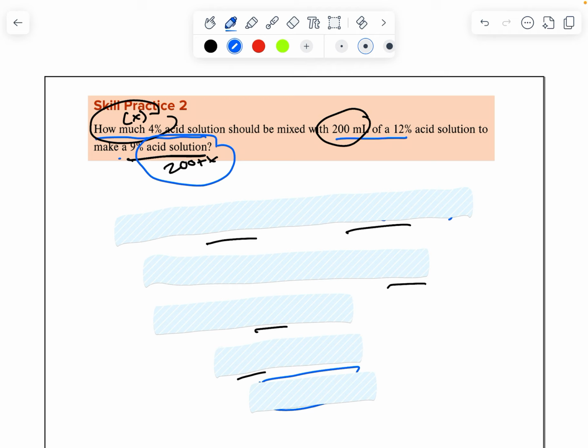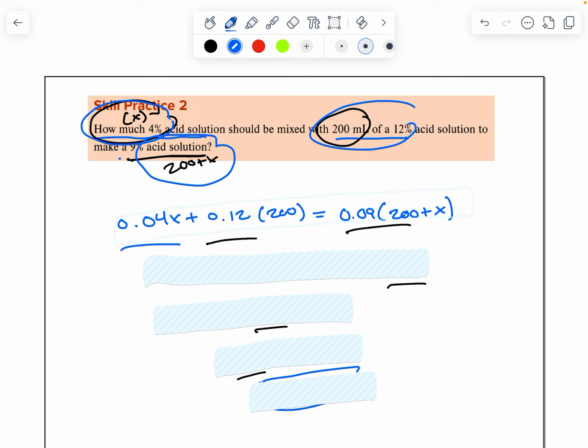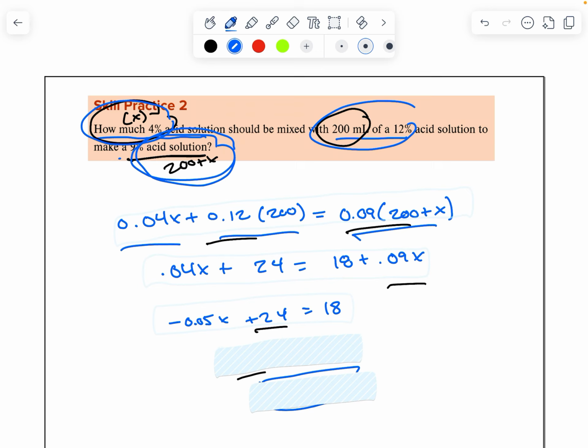The setup again is part plus part equals whole. So this part here plus this part here equals the whole. Distributing and trying to simplify. Subtracting numbers to one side and variables to the other side. You can subtract the 24 to the right. And you can divide by negative 0.5. You get x equals 120. That does make sense with the problem because our answers are close to 200 milliliters, so our answer here is 120 milliliters.